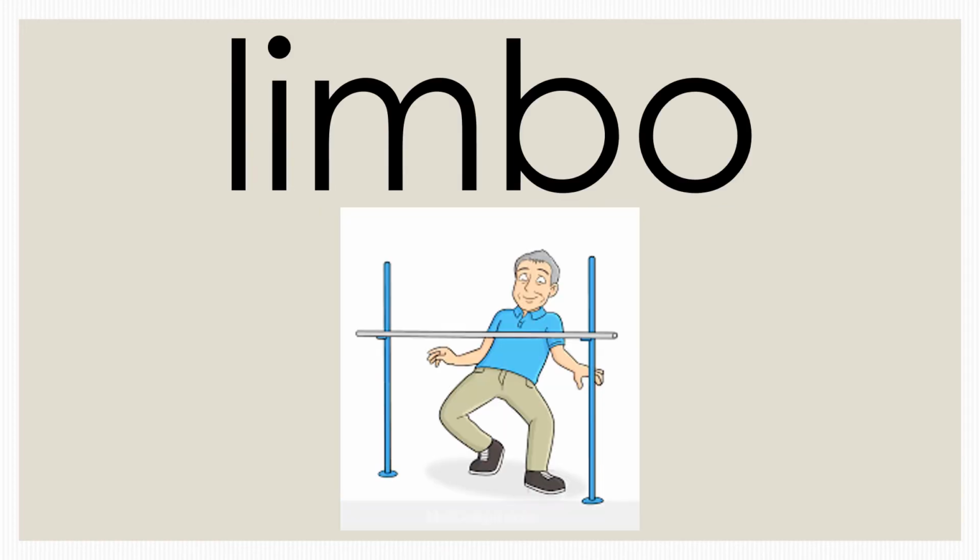We use our previous rule and divide between the two consonants between the vowels. The first syllable is closed because it ends in a consonant, and the second syllable is open because it ends in an O. Limbo, limbo. Let's look at some examples.